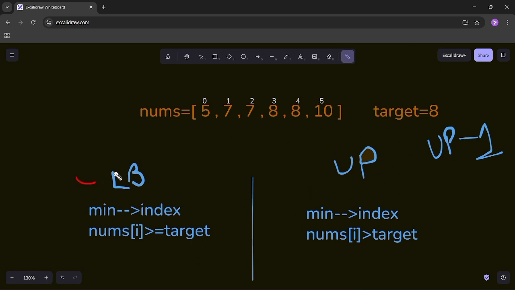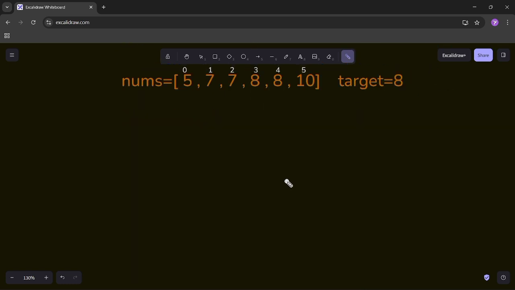I think you know what upper bound is. It is clear, right? So lower bound is the minimum index where nums[i] is greater than or equal to target, and upper bound is the minimum index where nums[i] is greater than target. So let's see an example.